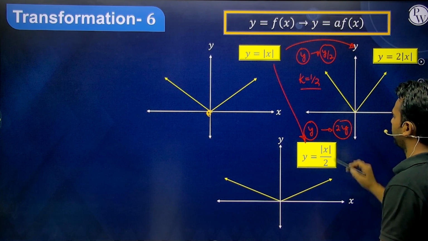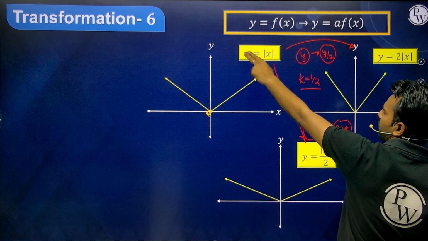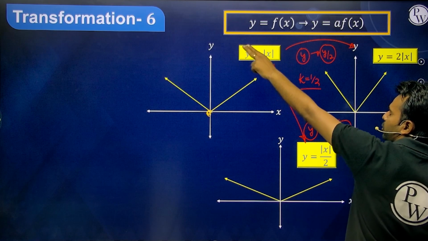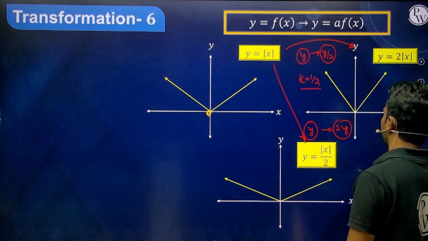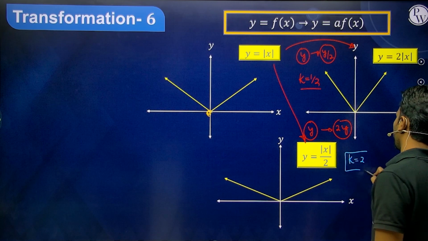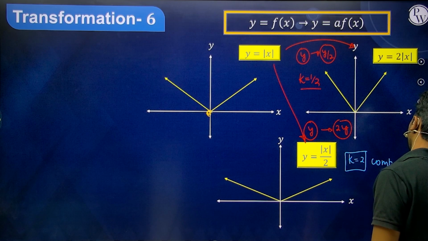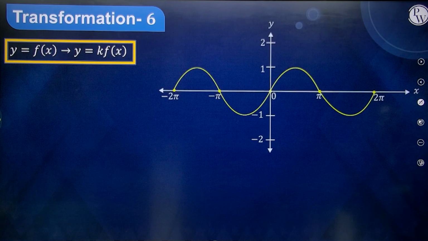2y. So if you put 2y over here, then it will become 2y equal to mod x. Then you take that 2 in the denominator, you get something like this. So here you do the compression, because k is equal to 2. You do the compression or shrinking. In order to get better feeling, let's take few more examples.